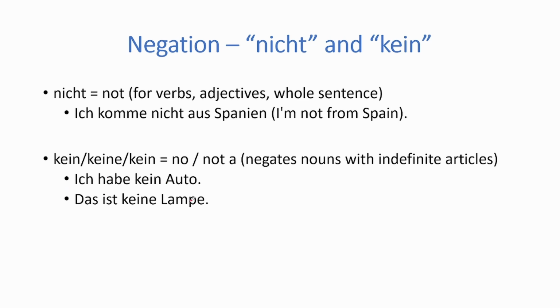Second, das ist keine Lampe. If I had said das ist eine Lampe and you want to negate it, you will say das ist keine Lampe. Lampe here is a noun, and Lampe is feminine, die Lampe. So the indefinite form of Lampe is eine Lampe, and if we want to negate it, we will say das ist keine Lampe. Okay? That is not a lamp.